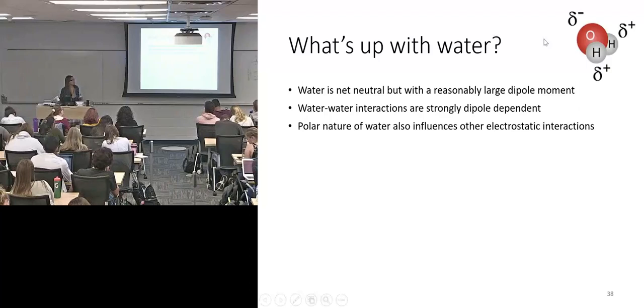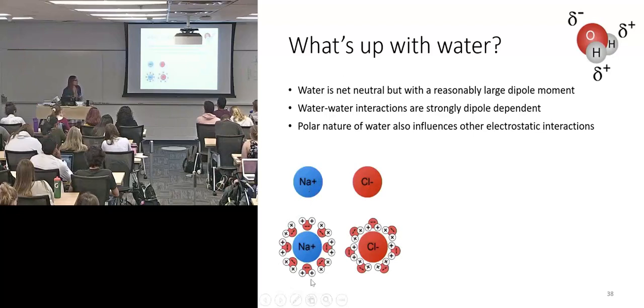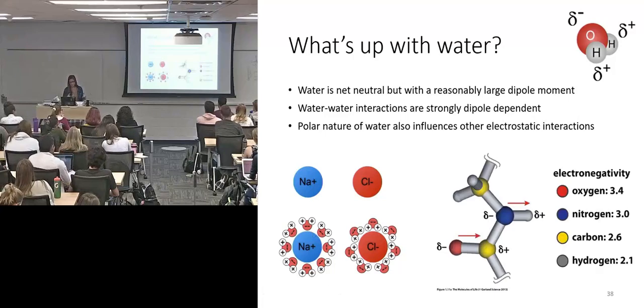So the separation of charge is polar. It is also going to influence all sorts of other electrostatic and non-covalent interactions happening between other molecules. For example, water can encircle actual ions, okay? Salt dissolving in water. We saw this figure too.